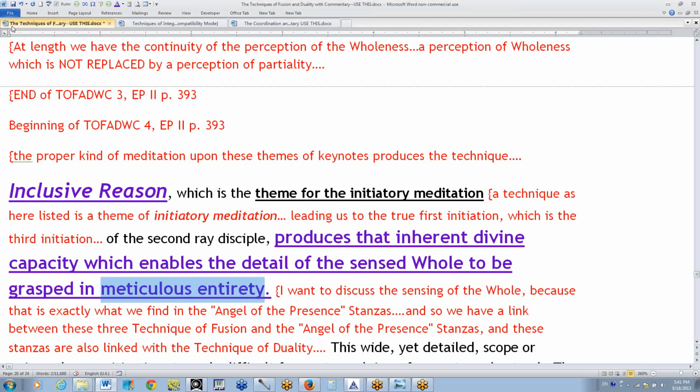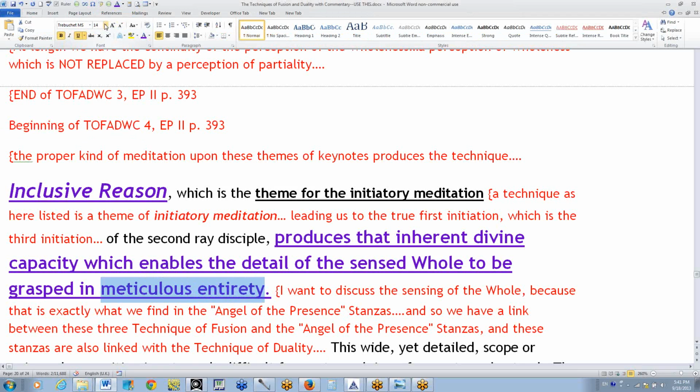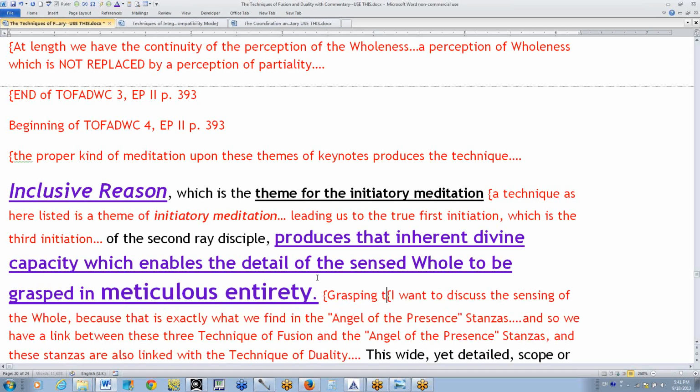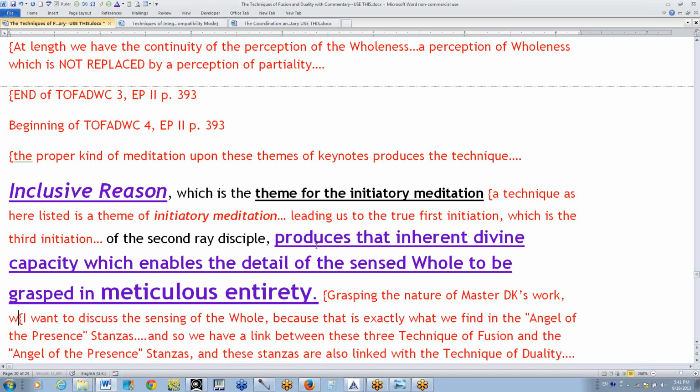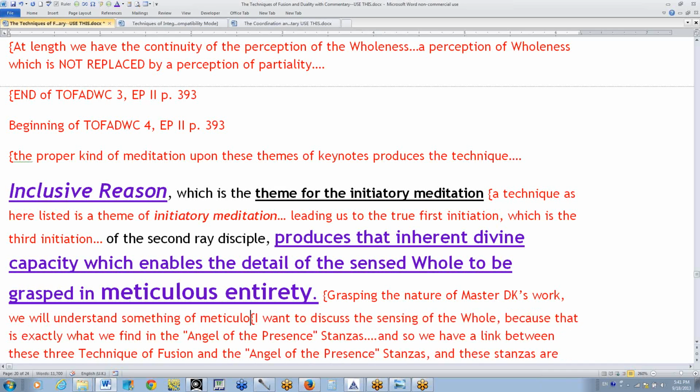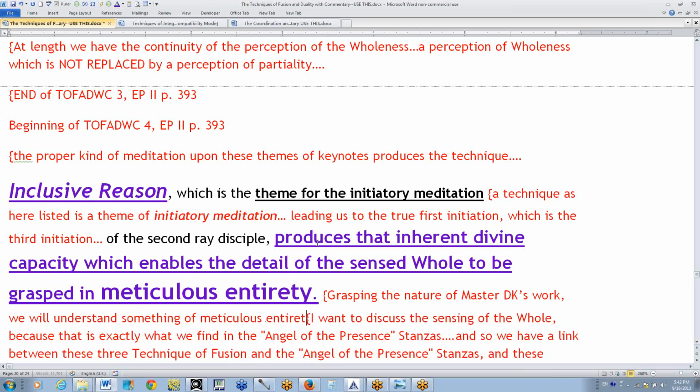Now, if we read Master DK's work, think of its voluminous, extensive, and to us at least, detailed nature, its meticulousness, at least from our point of view, even though he thinks he is writing only in outline form, we will understand something of meticulous entirety. The detail of the sensed whole.